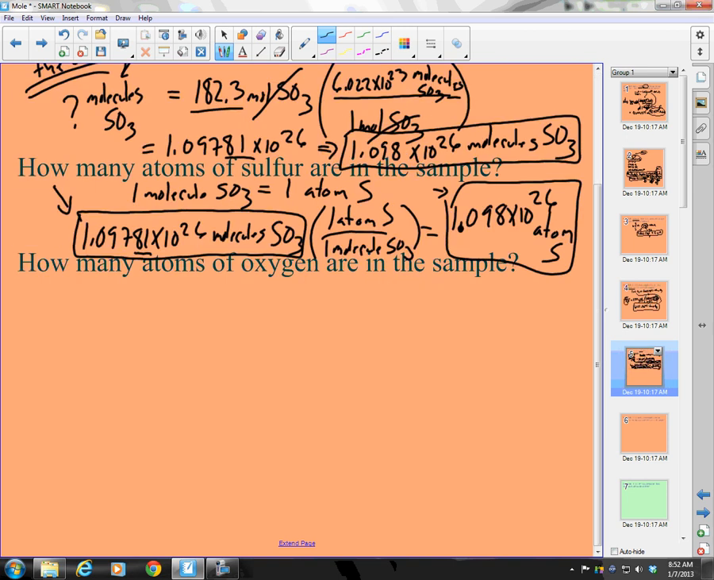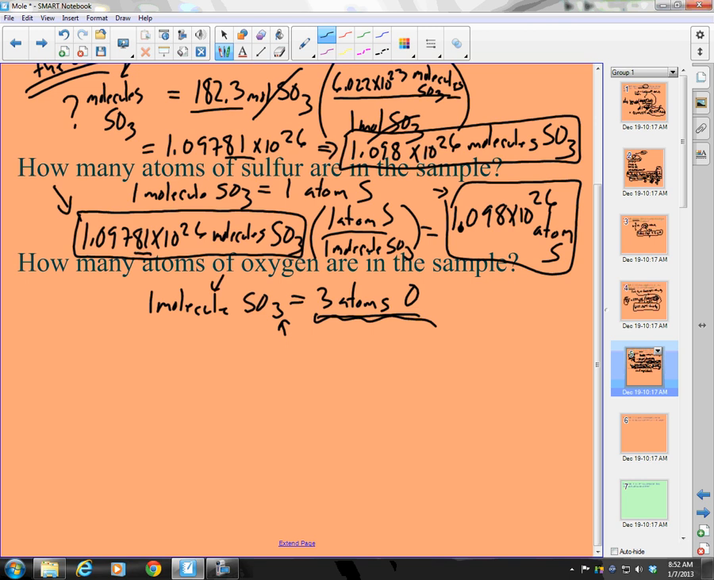Okay, here we go. How many atoms of oxygen are in the sample? Well, I have 1 molecule of sulfur trioxide. And when I look at that, I can see how many atoms. Well, I have what? 3 atoms of, not sulfur, oxygen. There are 3 atoms of oxygen in every 1 molecule of SO3.